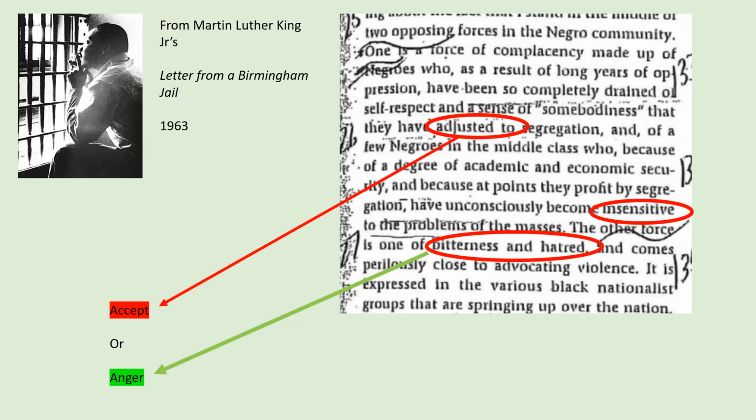I know this is a big jump here, but the only reason this source is here is because Du Bois and King talk about how people are going to respond to their circumstances. Are they going to adjust? Are they going to become insensitive? Or are they going to have a bitterness and hatred?